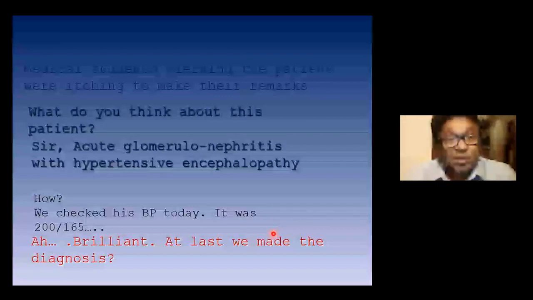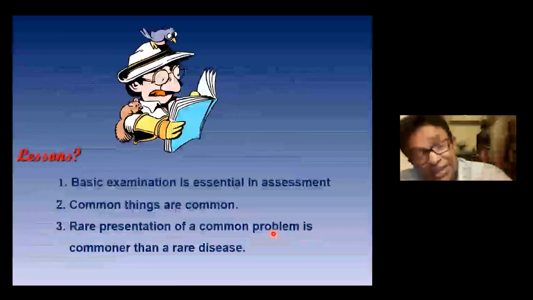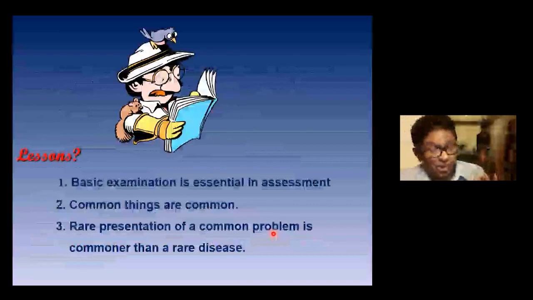So this is what it is. So what are the lessons that we learned? The lesson we learned is that the basic examination is essential in assessing people, children. Doesn't matter what it was. So the pulse and blood pressure have to be recorded in any child having a problem.